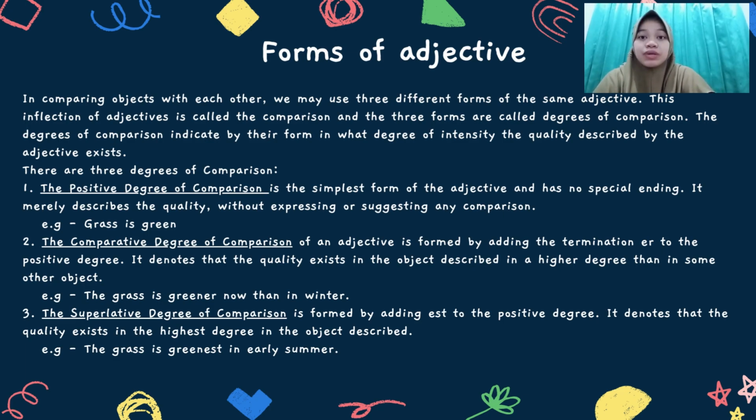And last, we have the superlative degree of comparison, which is formed by adding "est" to the positive degree. It denotes that the quality exists in the highest degree in the object described. For example, the grass is greenest in early summer.